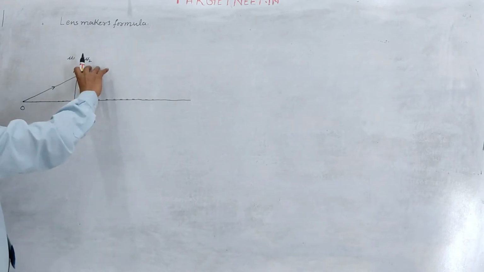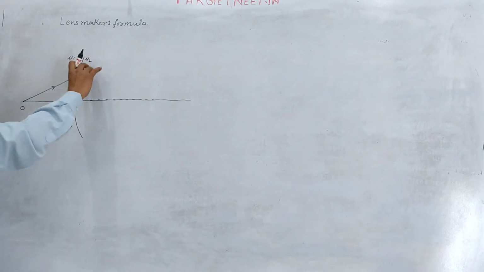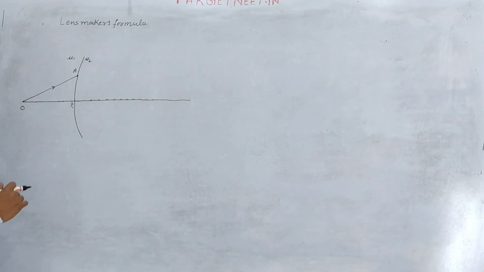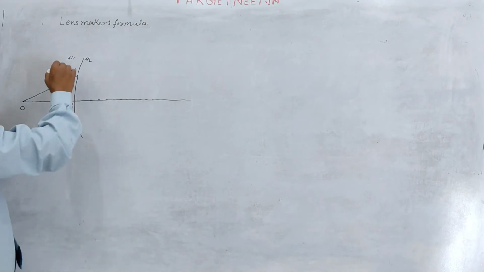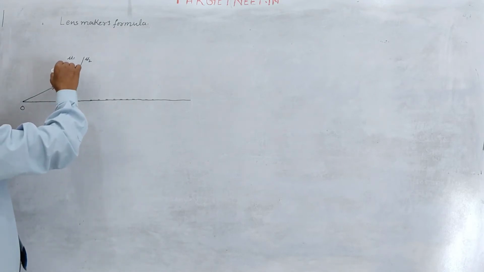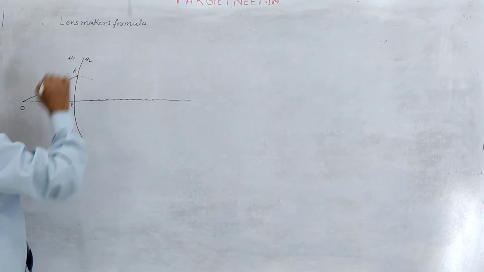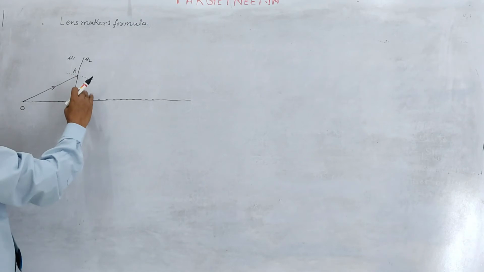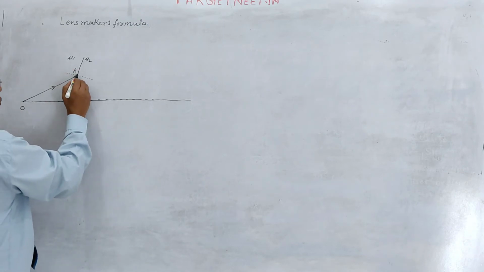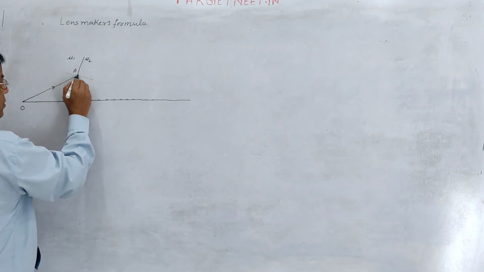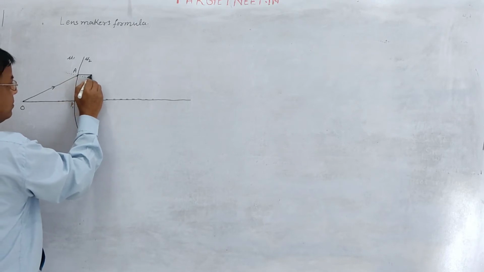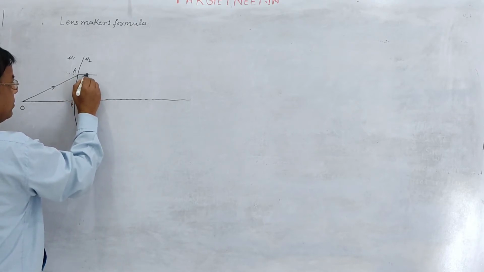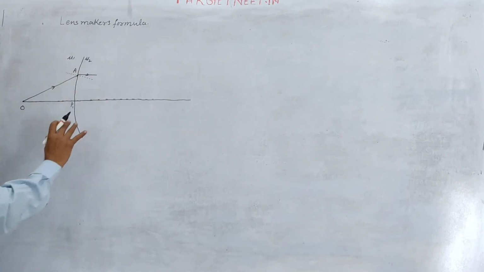Now mu 2 is greater than mu 1. Mu 1 is air, mu 2 is glass. Suppose I draw the normal here, it is like this. So you know that light is going from rarer to denser medium, so it will bend towards the normal. So let this go like this. So this is the refracted ray.